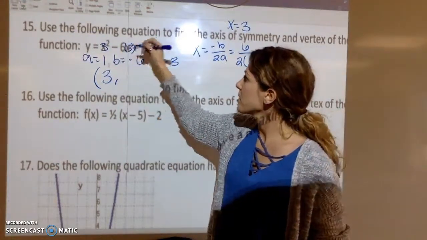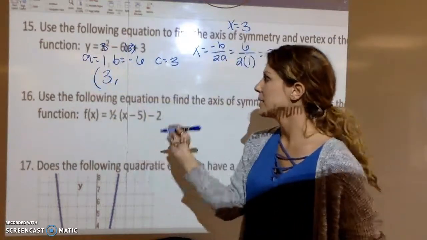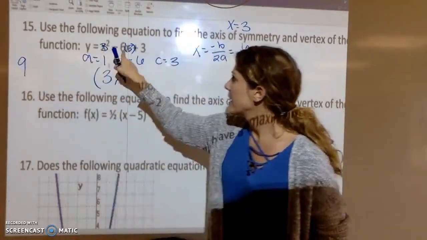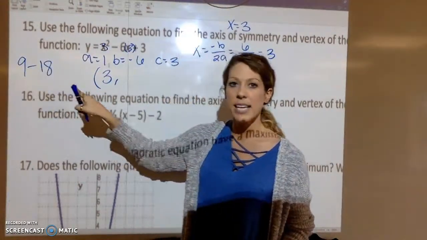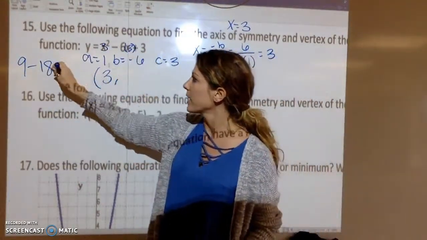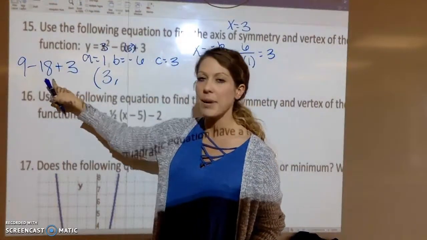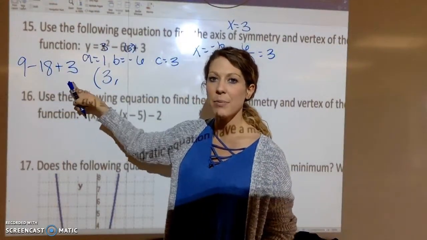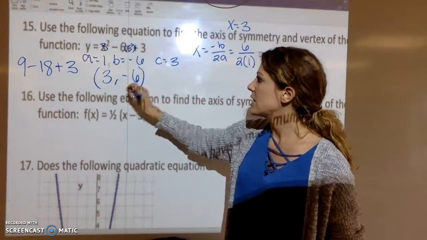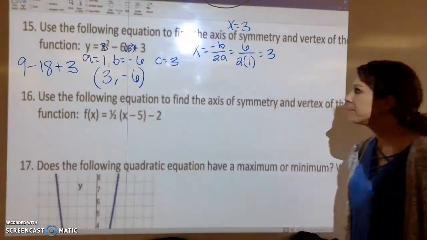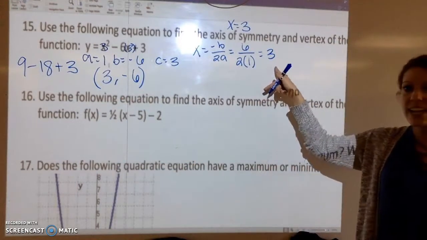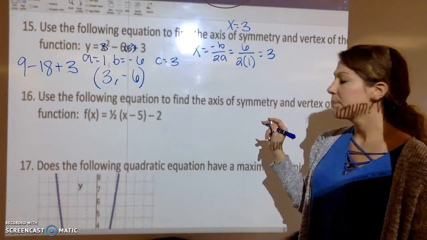So we have 3 squared is 9. I don't know where to write that. 9. 6 times 3 is 18. So we have 9 minus 18 and then plus 3. So 9 minus 18 is negative 9, plus 3, negative 6. So our vertex is 3, negative 6. And our axis of symmetry again was x equals 3.